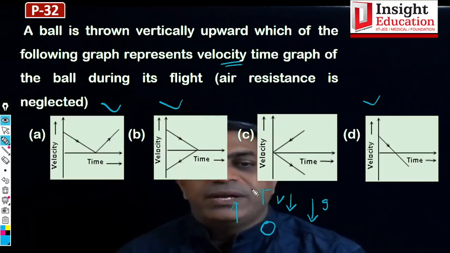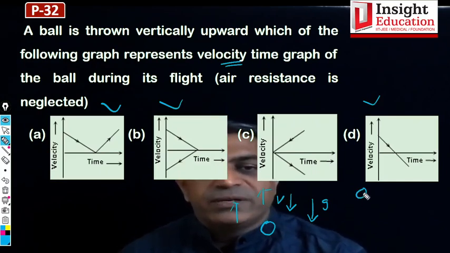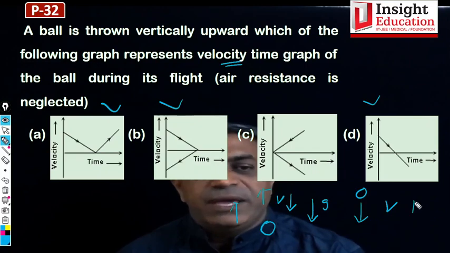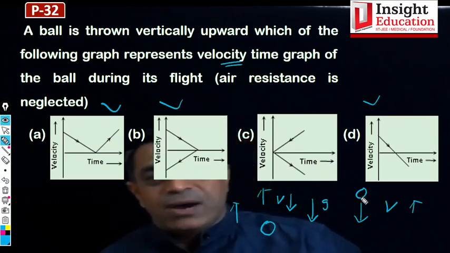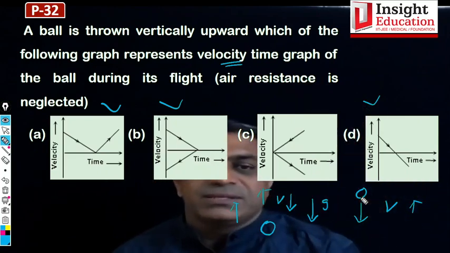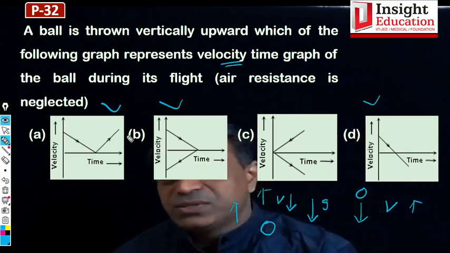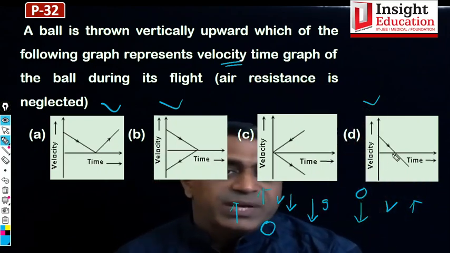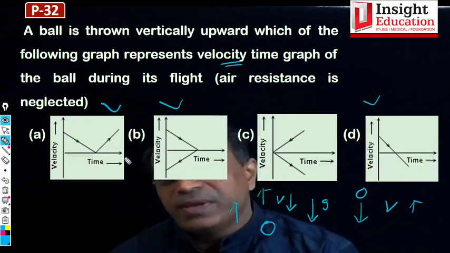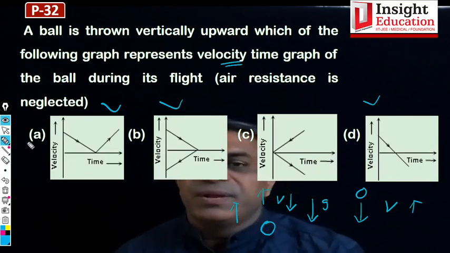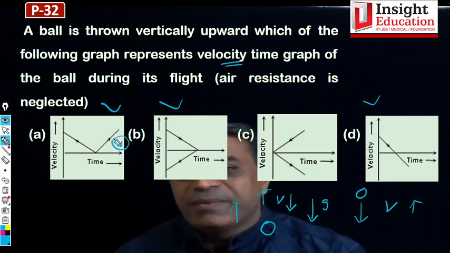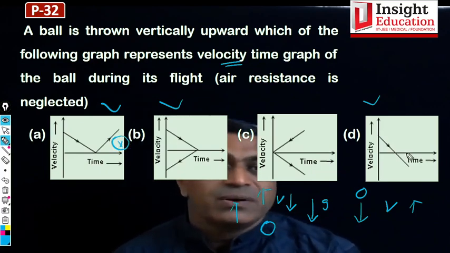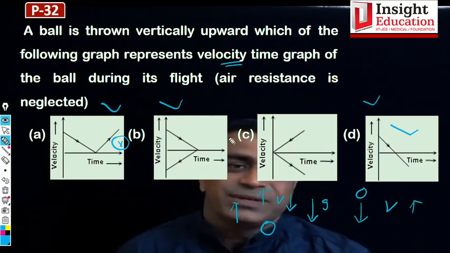Now in the downward direction, velocity increases. In the downward direction, speed increases. Here speed decreases. So if we are in a hurry, we will mark answer A. But if I mark answer A, then my answer is wrong, and the correct answer is D.